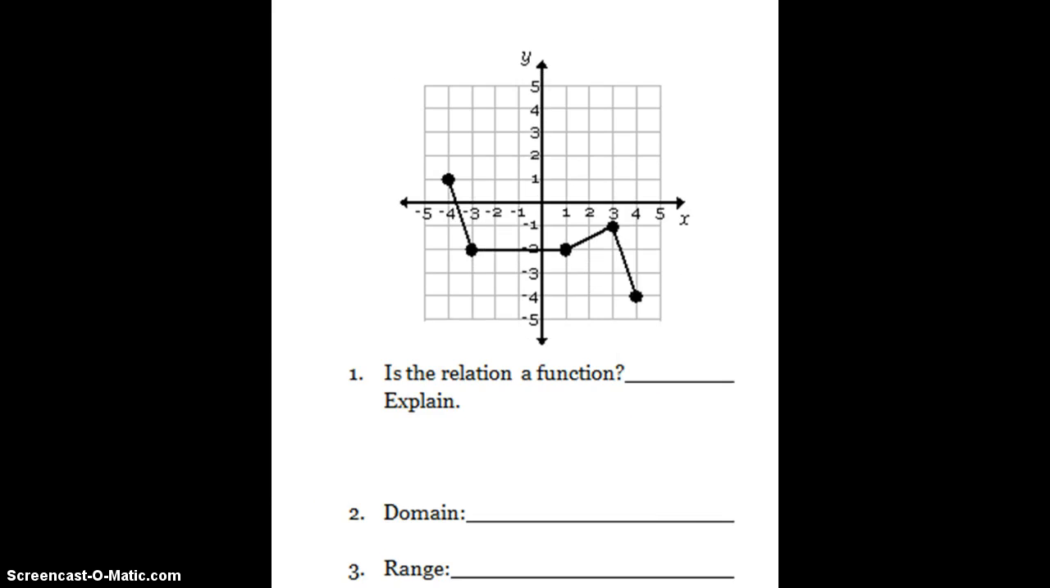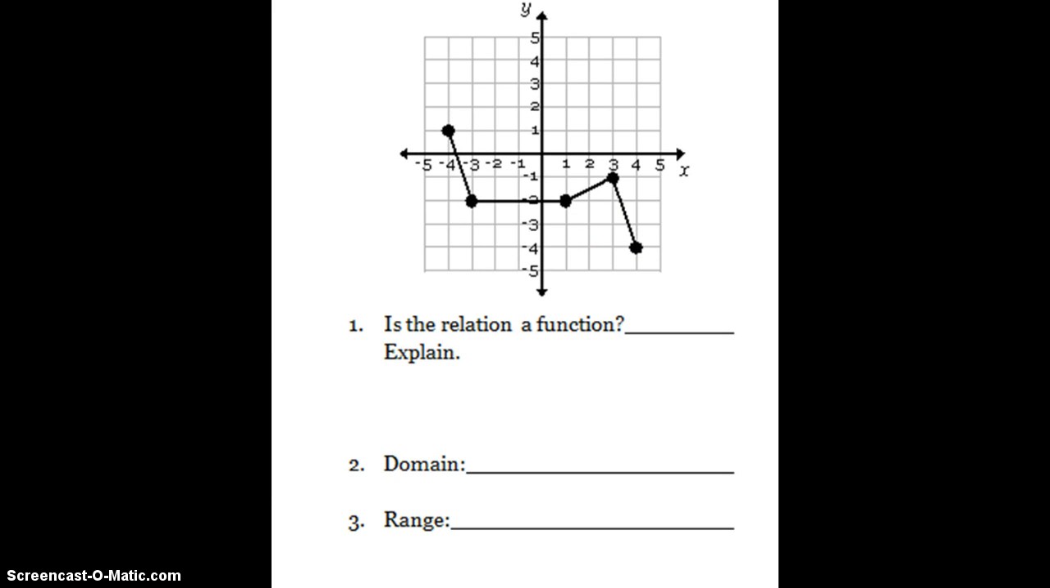Oh, look at this one. This one's interesting. All right, now, again, pause the video. All right, yes, we have a function. Again, here's my vertical line. It passes through the relation once here, once over here, once, once, once, once. No matter where I put it, at most it's going to pass once. So again, this passes the vertical line test.